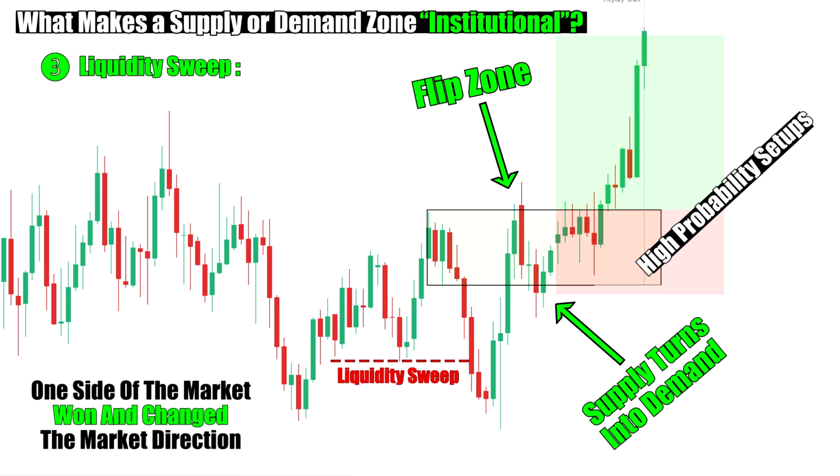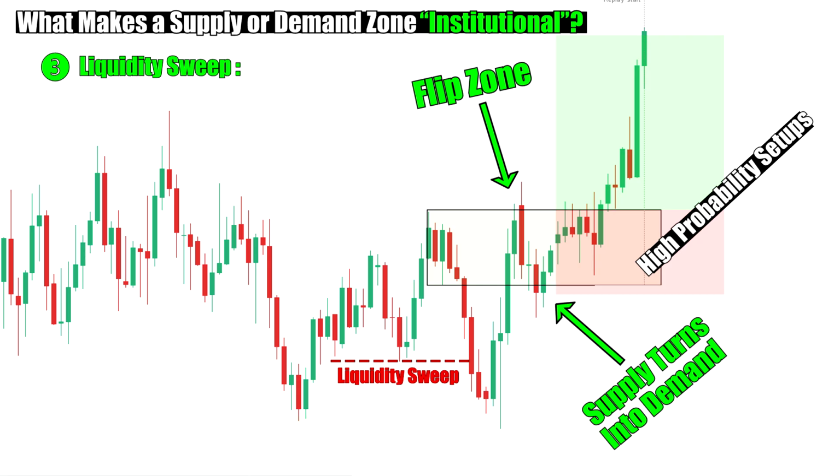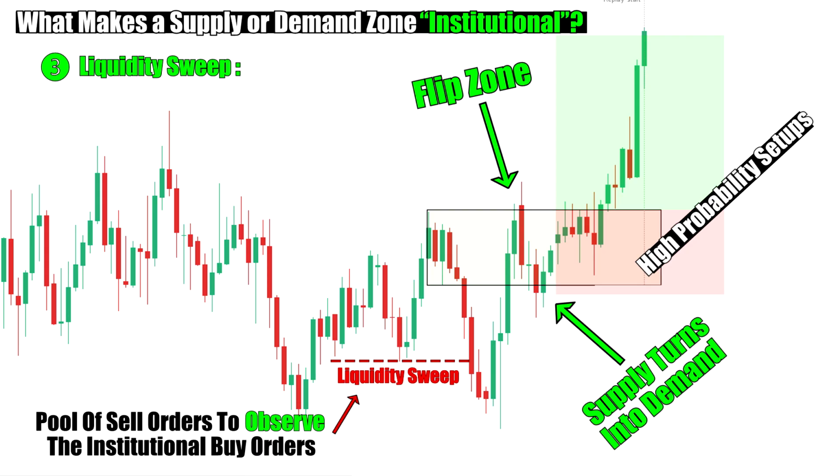These are zones formed when the market grabs liquidity as the zone is being created. Why does this matter? Because institutions need opposing orders to execute their trades with minimal slippage. If they want to buy, they need a large pool of sell orders to absorb.